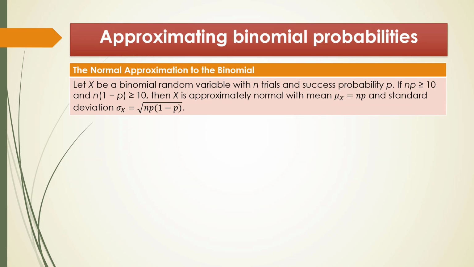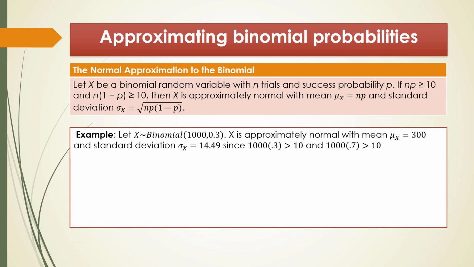So the normal approximation to binomial says that let x be a binomial random variable with n trials and success probability p. If np is at least 10 and n times (1 minus p) is also at least 10, then x is approximately normal with the mean mu of x is n times p, and the standard deviation square root of np(1 minus p).